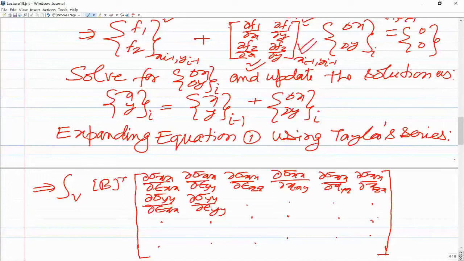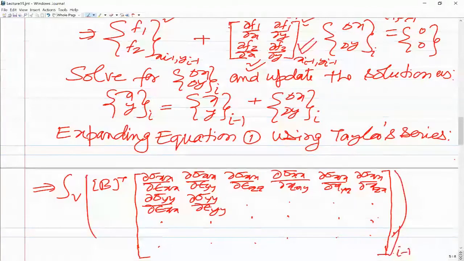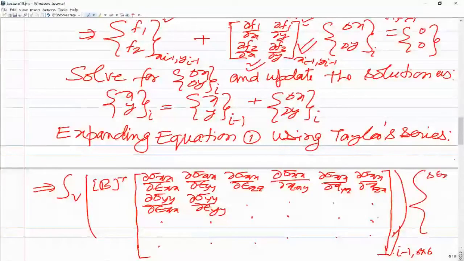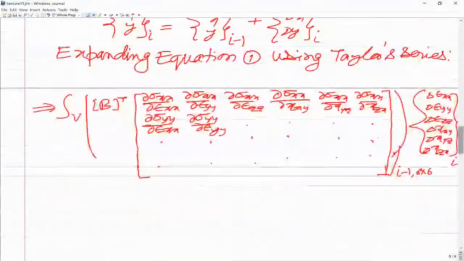Of course, if you look at this whole thing, it is evaluated at the previous iteration, that is, at the I minus 1th iteration, and as you see, this is a 6 by 6 matrix. It is multiplied with delta epsilon xx, delta epsilon yy, delta epsilon zz, delta gamma xy, delta gamma yz, delta gamma zx, and this value will be for the ith iteration. And as you see, this is a 6 by 1 vector.